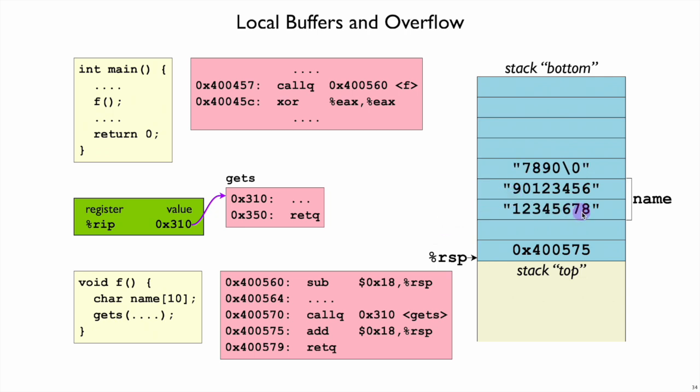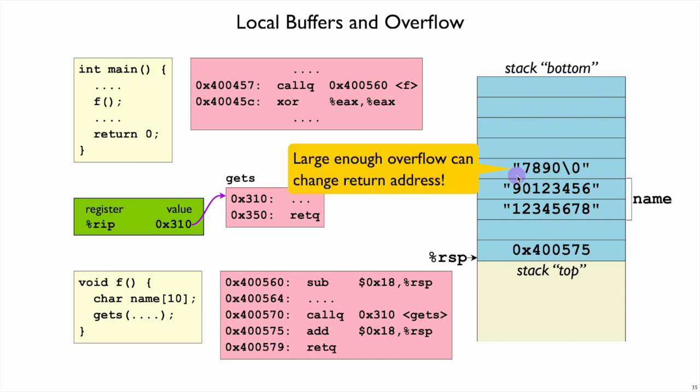If we type something much longer, like the 20 bytes that I'm showing here, plus a null terminator, now we've overflowed the buffer, and notice that as we keep writing into that name buffer, we have overwritten the return address that used to be there. So that is going to be the key to the problem here.